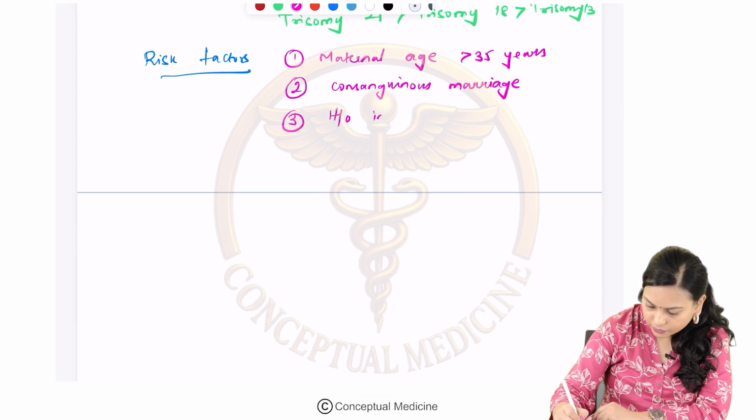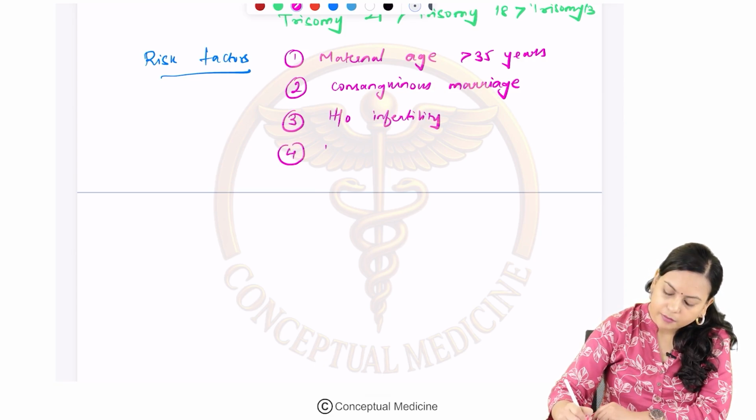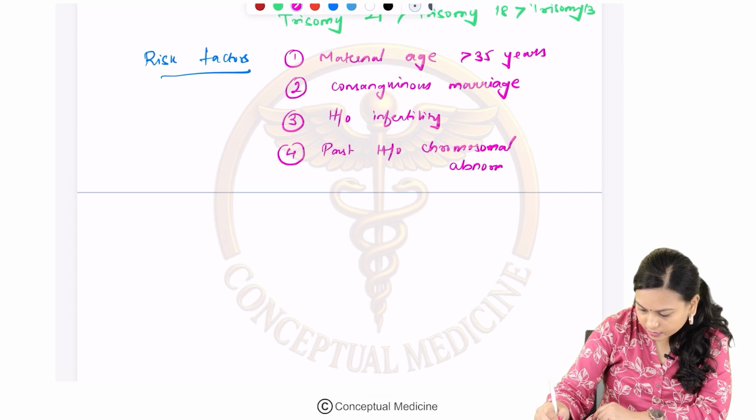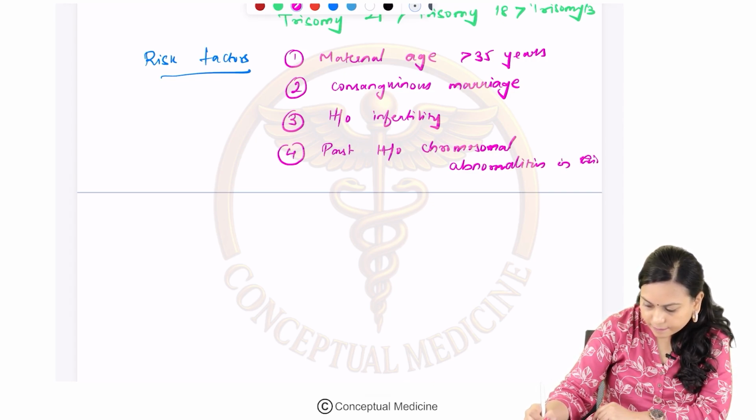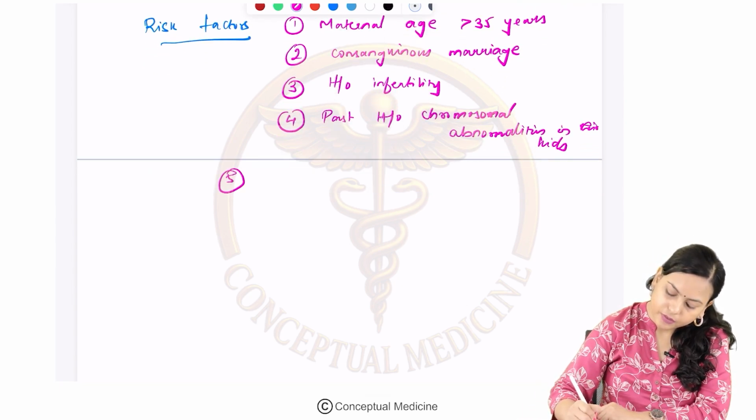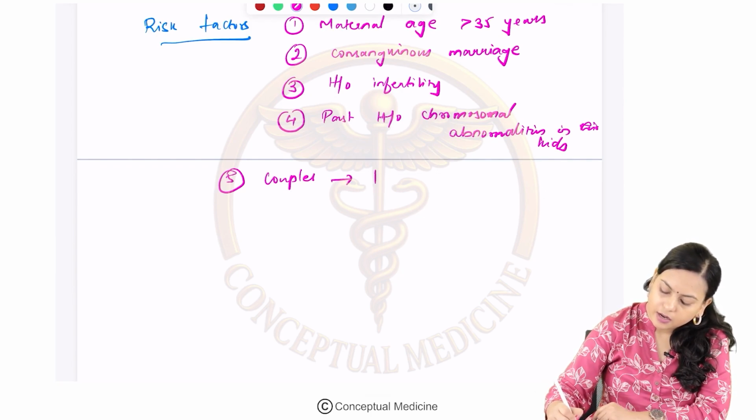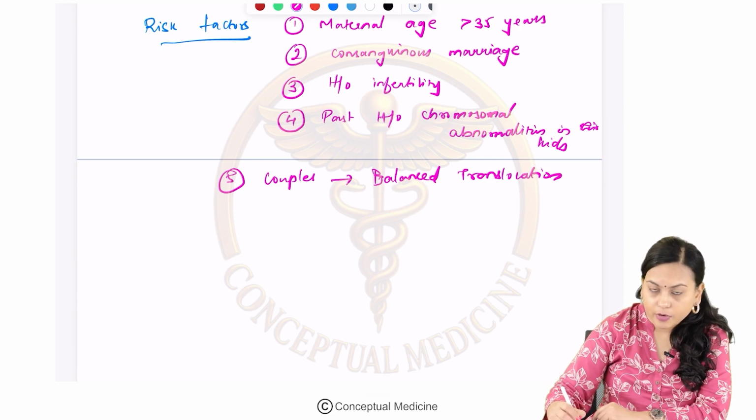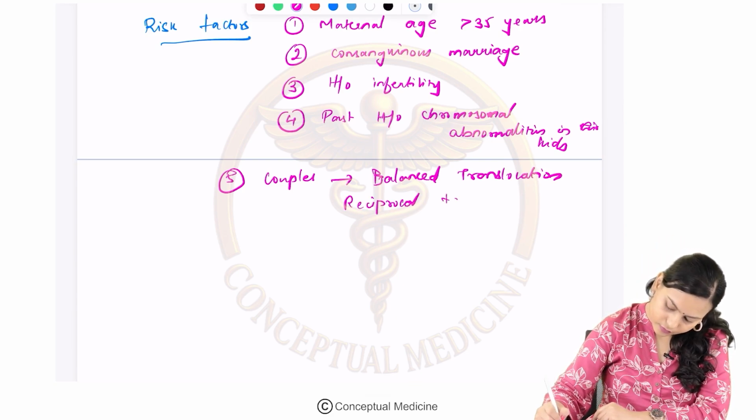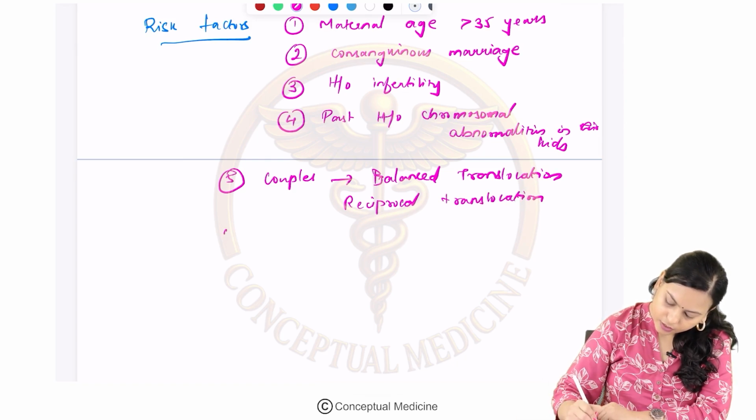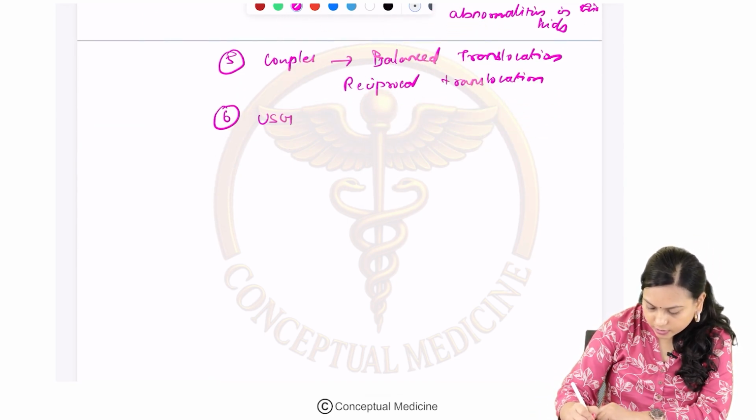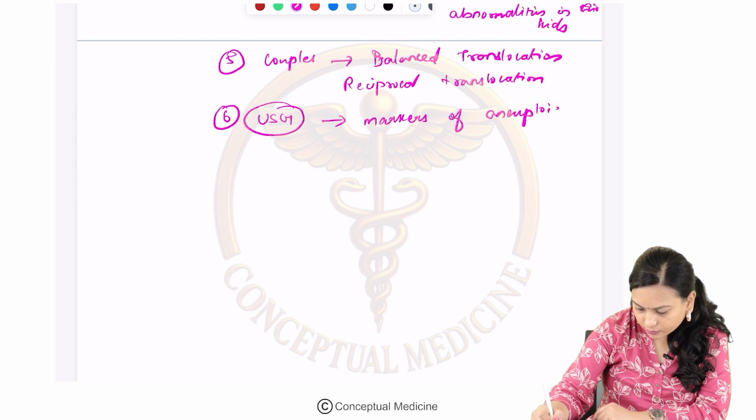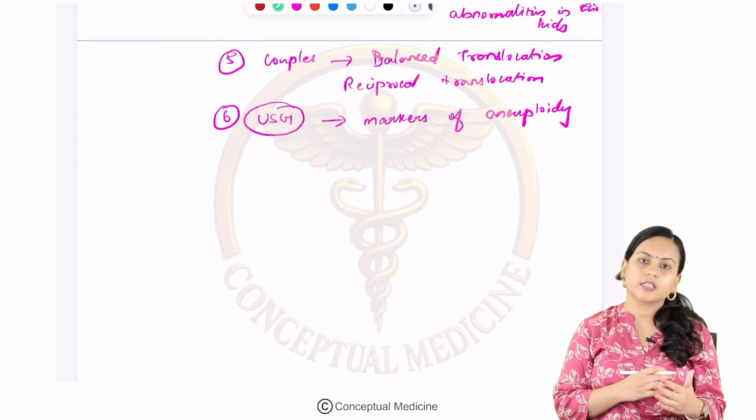There is a history of infertility, past history of chromosomal abnormalities in their kids, and even if the couples are having any translocations, say balanced translocation or a reciprocal translocation, or in the USG if you are finding any markers of aneuploidy. Understood?